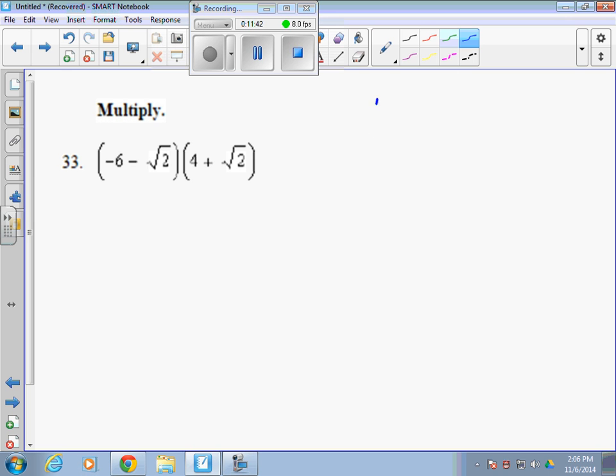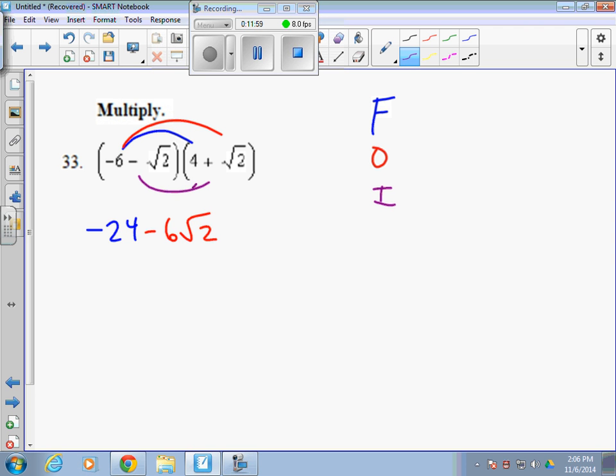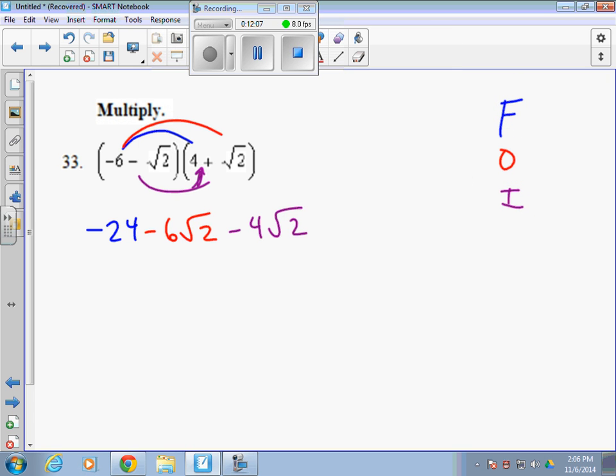33 says to multiply this, more specifically with foiling. Foil. Negative 6 times 4 is negative 24. Outsides. Negative 6 times positive square root of 2, negative 6 square root of 2. Inner is I. Negative square root of 2 times 4, negative 4 square root of 2. And then L is the last terms. Negative square root of 2 times positive square root of 2, and a negative times a positive is a negative. The square root of 2 times the square root of 2 gives you the square root of 4, which comes right back to being 2.